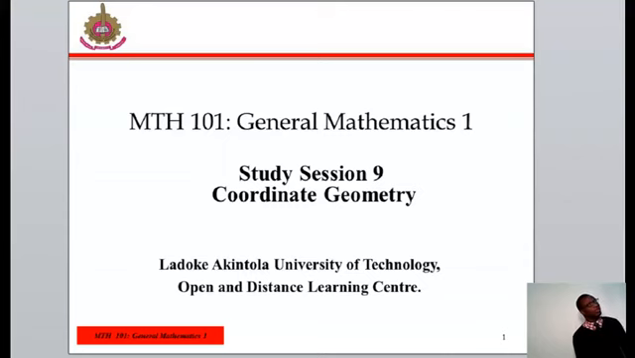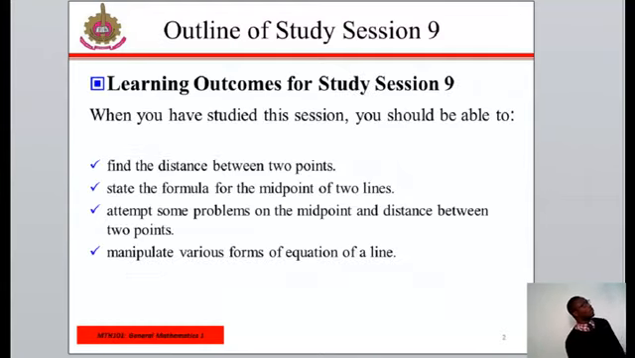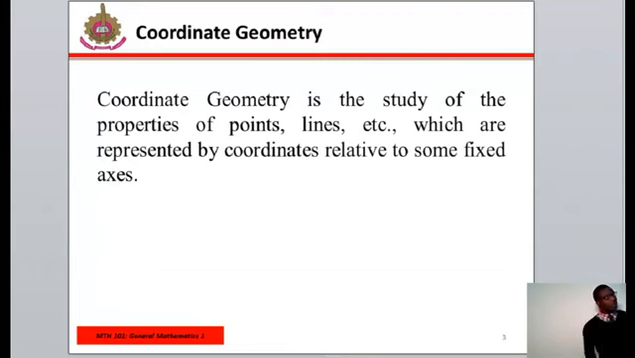We shall be treating study section 9 today, which is coordinate geometry. At the end of this study section, you should be able to find the distance between 2 points, state the formula for the midpoint of 2 lines, attempt some problems on the midpoint and distance between 2 points, and manipulate various forms of equation of a line. Now, let us start with coordinate geometry.